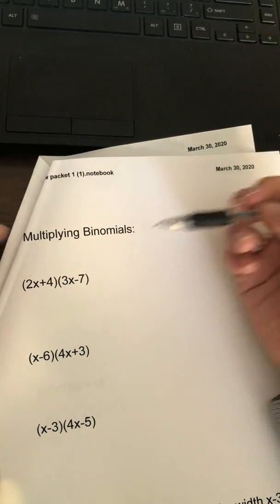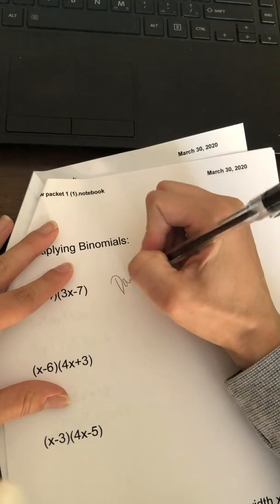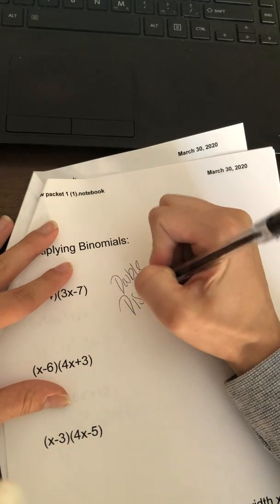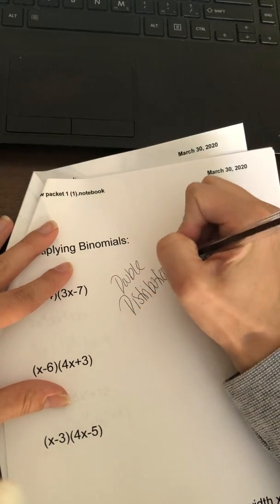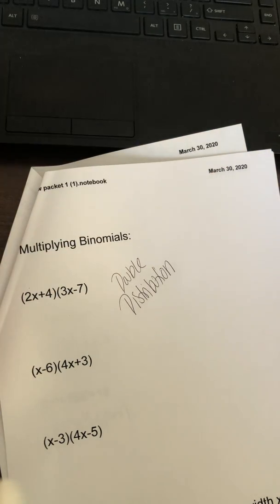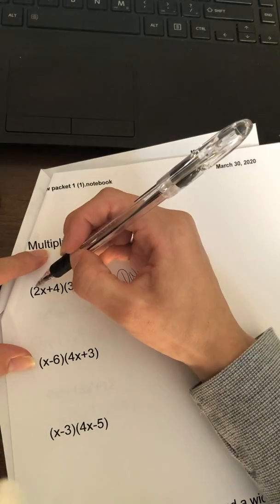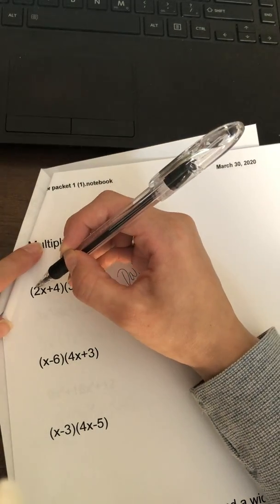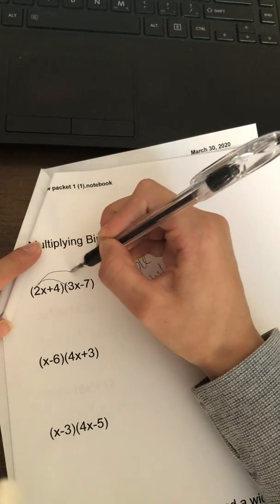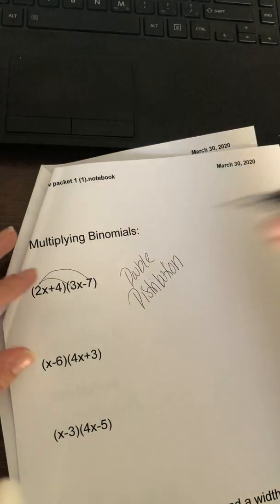But basically, this is what I call double distribution. Basically it means I'm going to distribute twice. So I'm multiplying here with parentheses, so I know I have to distribute, and I go from left to right. I'm going to start at 2x, and I'm going to first distribute that to my second set of parentheses.